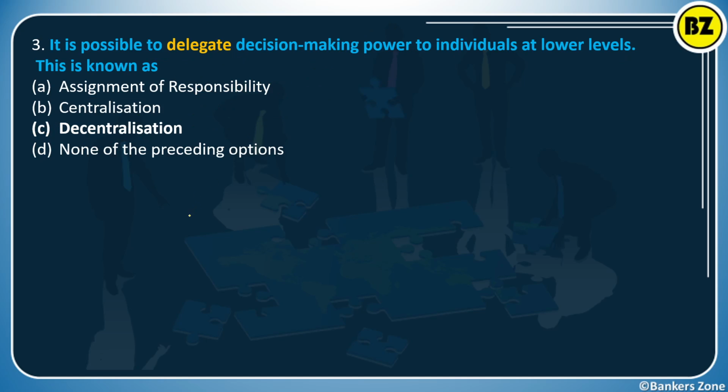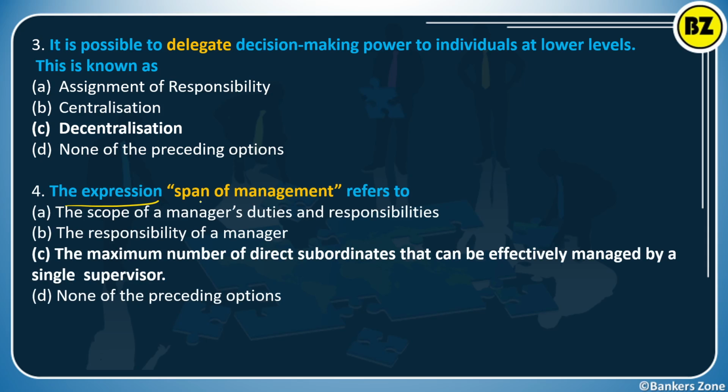Okay, next, the expression span of management refers to, I already told you, span of management means the number of people under you, the number of people reporting to you, right? So which option is correct? The scope of the manager's duty, the responsibility of the manager, the maximum number of direct subordinates that can be effectively managed by a single supervisor. That is option C, most correct.